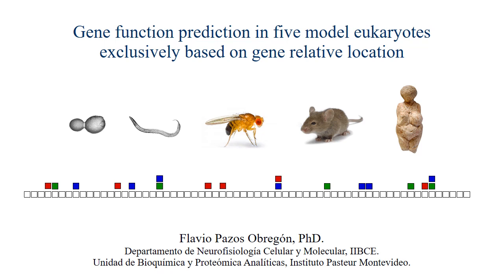Hello everybody, my name is Flavio Pazos from Uruguay and I'm going to present you a work entitled Gene Function Prediction in 5 Model Eukaryotes, exclusively based on gene relative location. Thank you for allowing me to show you our work.